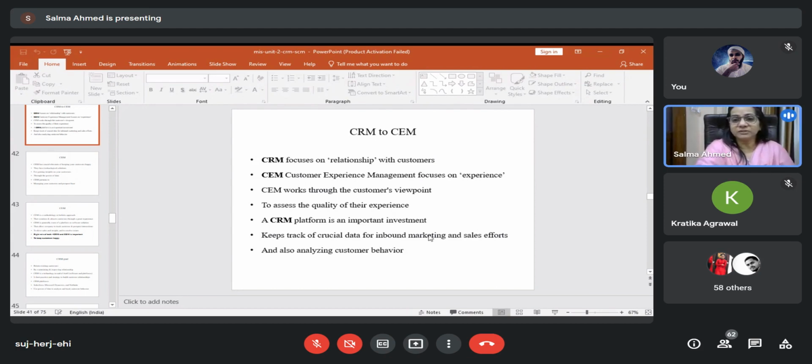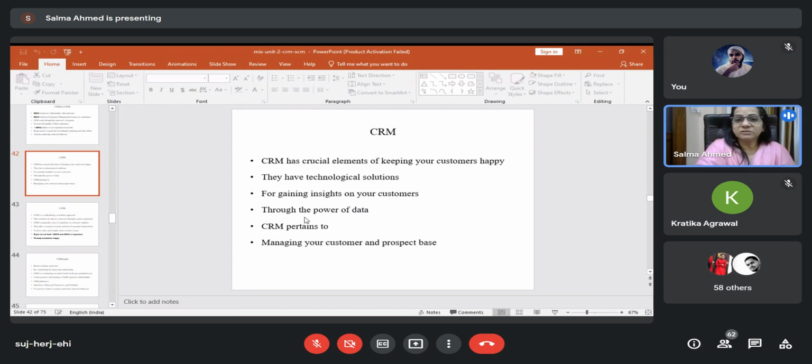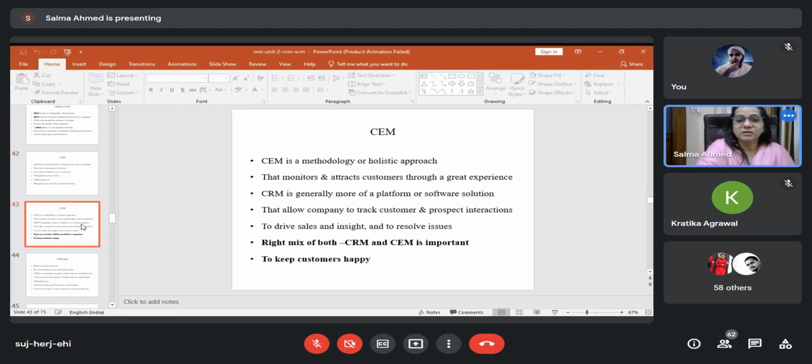A CRM platform is an important investment. It keeps track of crucial data for inbound marketing and sales efforts, and also for analyzing customer behavior. Now, CRM is crucial in order to keep your customers happy. They have technological solutions for gaining insight on your customers through the power of data. So you analyze the data. CRM pertains to managing your customer and also your prospect base, that is your future customers.